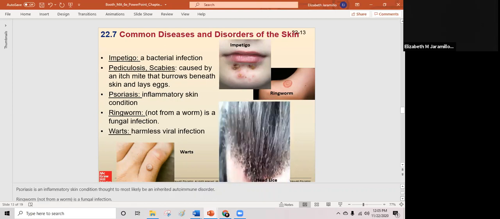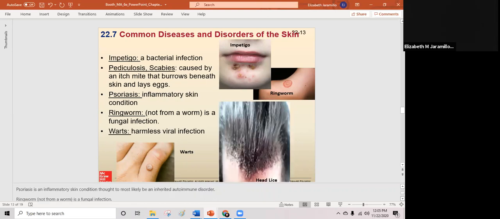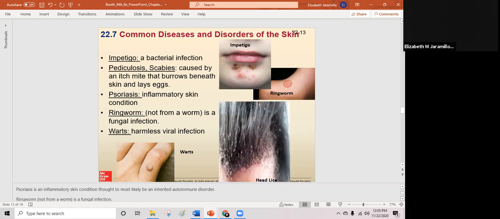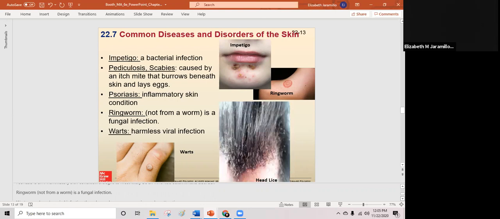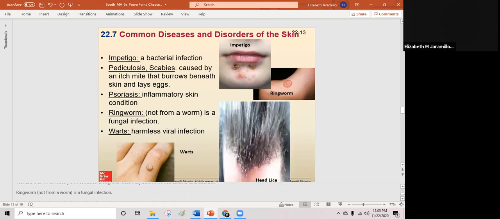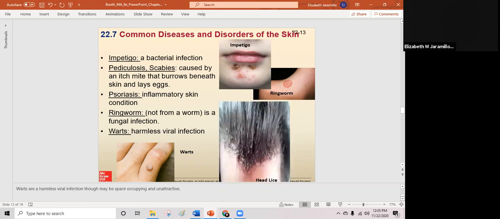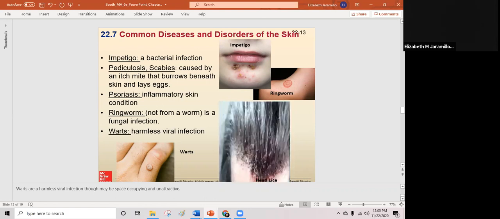Psoriasis is an inflammatory skin condition thought to most likely be an inherited autoimmune disorder. Ringworm, not from a worm, is actually a fungal infection. Okay. And warts are usually harmless. They get just kind of big and they look gross, right?